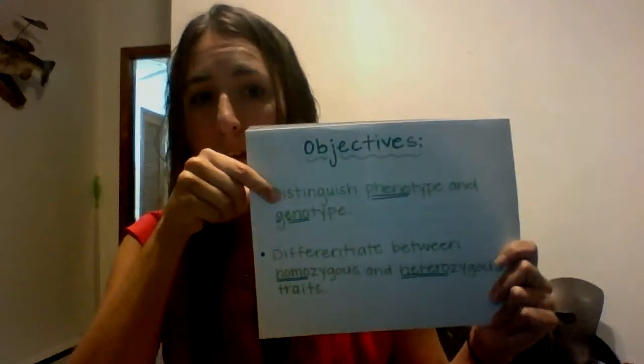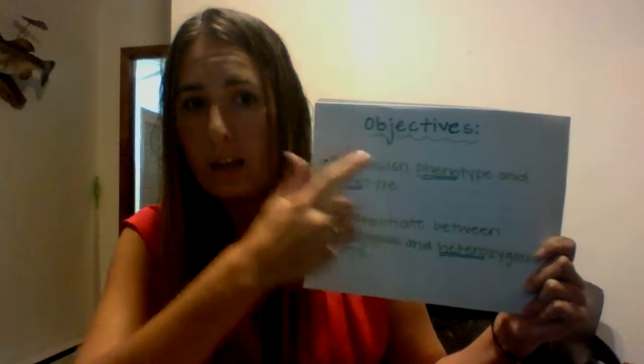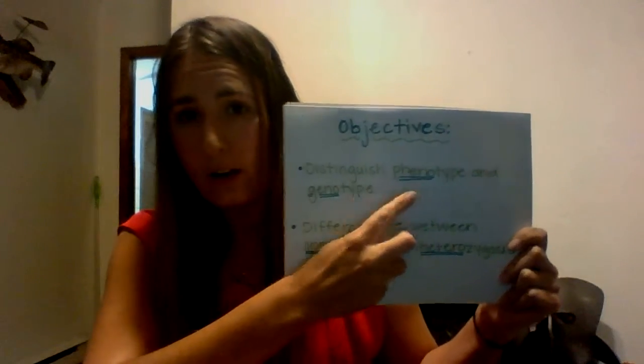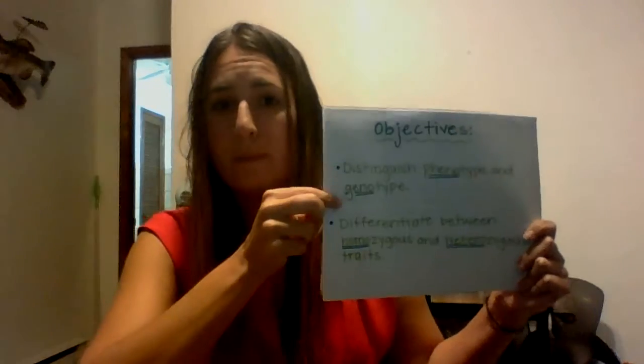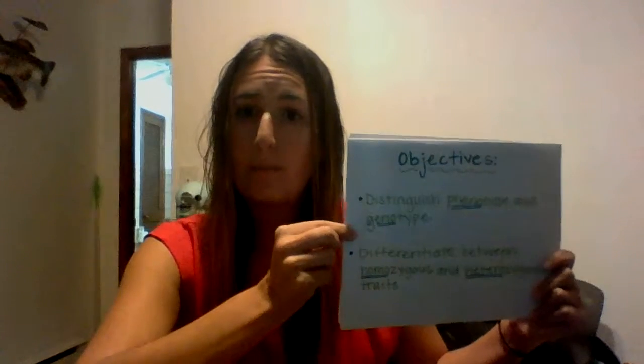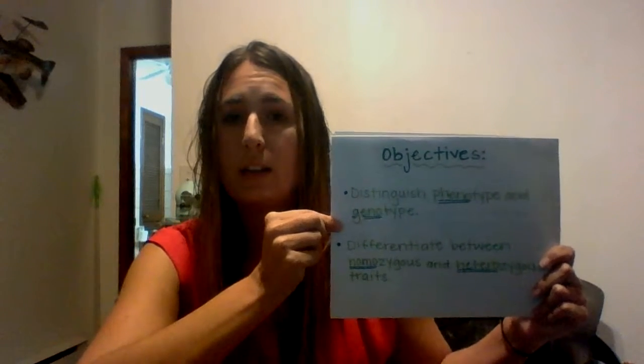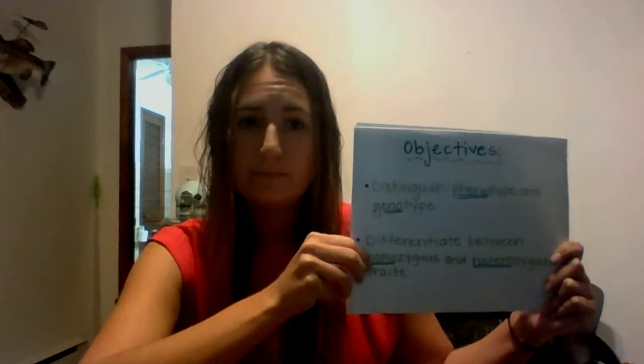All right, so that's my presentation on phenotypes and genotypes. So again, to wrap that up, a phenotype is an organism's physical characteristics, so what you can see about them. A genotype is their genetic makeup, so the alleles that that particular person has in their genes.